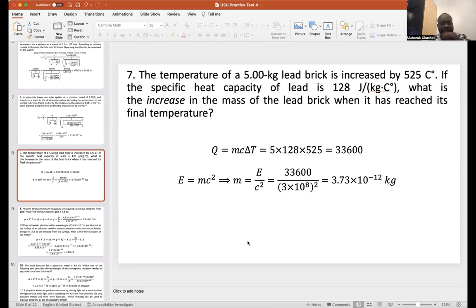And right here, what we have is example 7. It says the temperature of a 5 kilogram lead brick is increased by 525 degrees Celsius. If the specific heat capacity of lead is that, what is the increase in mass of the lead brick when it has reached the final temperature?